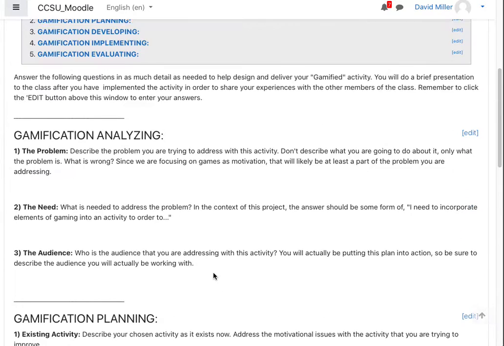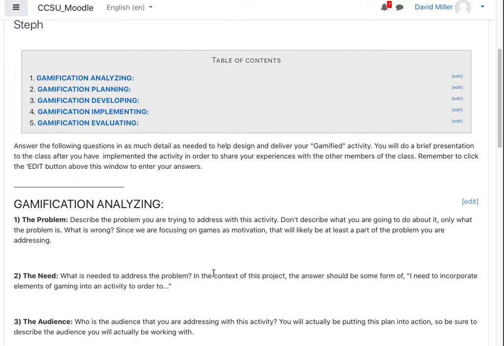It's more just about thinking, this is a tool in the toolbox. Here's an activity I've got to get my students to do, or get my kids to do, or get myself to do, and I'm just not motivated to do it. So can I incorporate some of what I know about games and game development to make the activity a little bit more fun to do and a little bit more motivating?